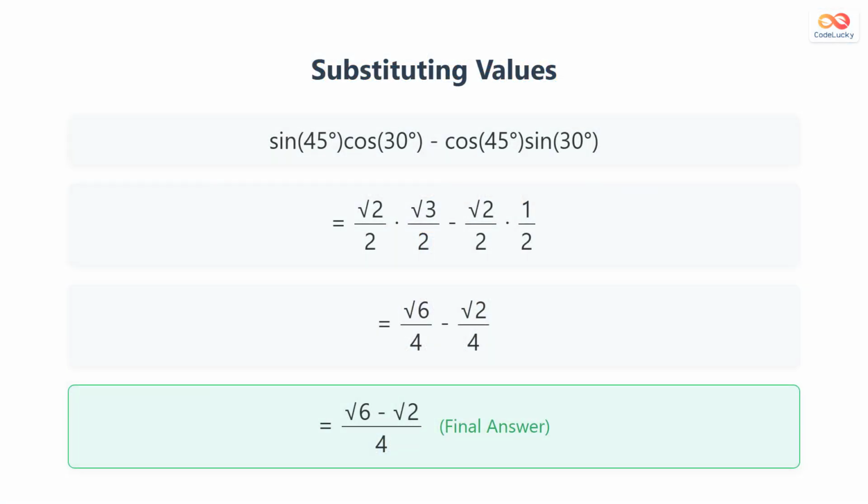Substituting these values into our formula gives us sine 45 times cosine 30 minus cosine 45 times sine 30. Replacing these with their numerical values, we get root 2 over 2 times root 3 over 2 minus root 2 over 2 times 1/2. Performing the multiplication and subtraction, we arrive at the final exact answer. Root 6 minus root 2, all divided by 4.